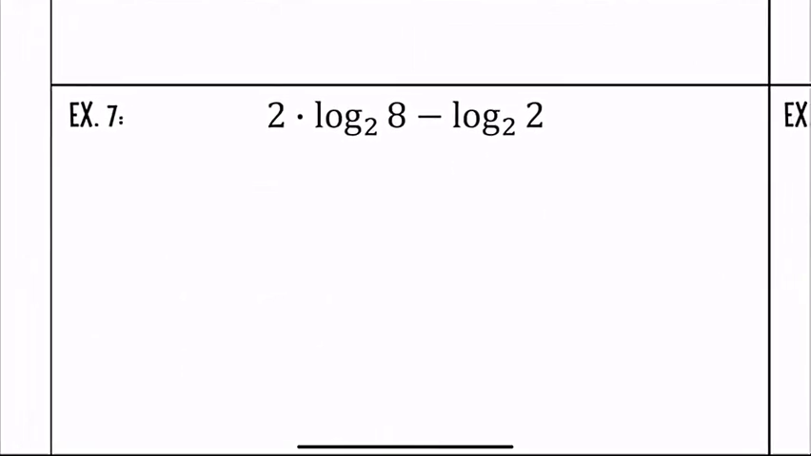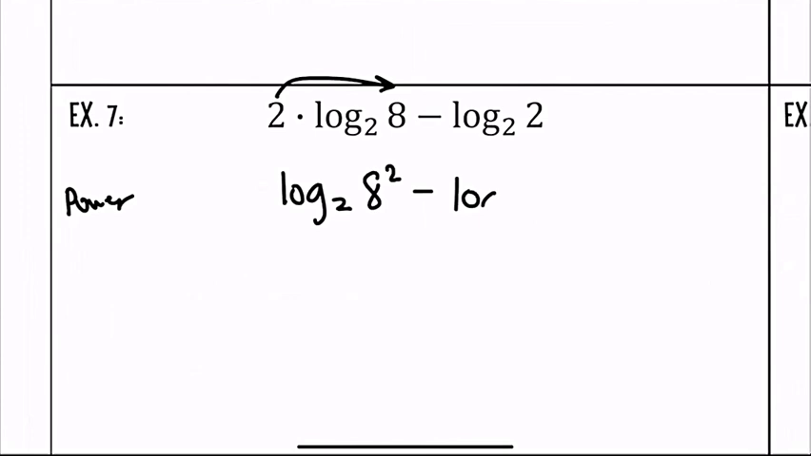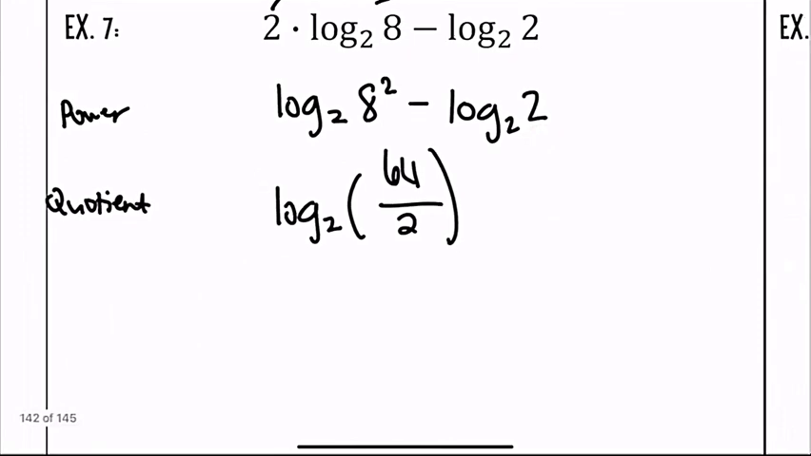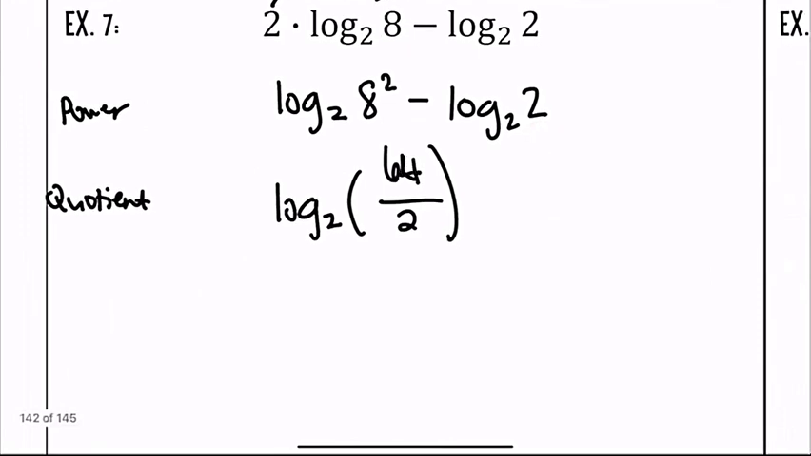So here, I'm going to move this 2 back first. So per the power rule, I'm going to move this guy back. So this is really log base 2 of 8 squared minus log base 2 of 2. And then now we can use the quotient rule, which is if we're subtracting, we're going to divide. So per the quotient rule, it's really log base 2 of 8 squared, which is 64, over 2. I got the 2 from right here. And then we'll keep going from there.